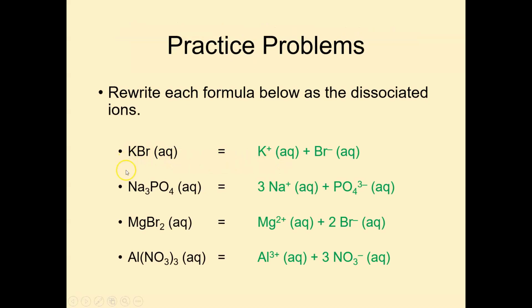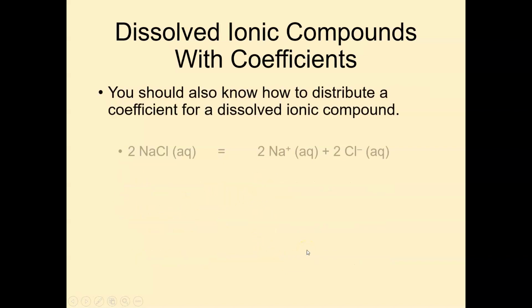Here, none of these substances have coefficients in front of them. It's just 1 mole of each, and so you just use the subscripts to figure out how many moles of each ion you have. But you can appreciate that in the process of balancing an equation, you might have to put a 2 in front of a sodium chloride, or a 3 or a 4, in order to get that equation to balance. And so you need to be able to manipulate that coefficient when we are rewriting that compound, not as just an intact aqueous compound, but as its ions.